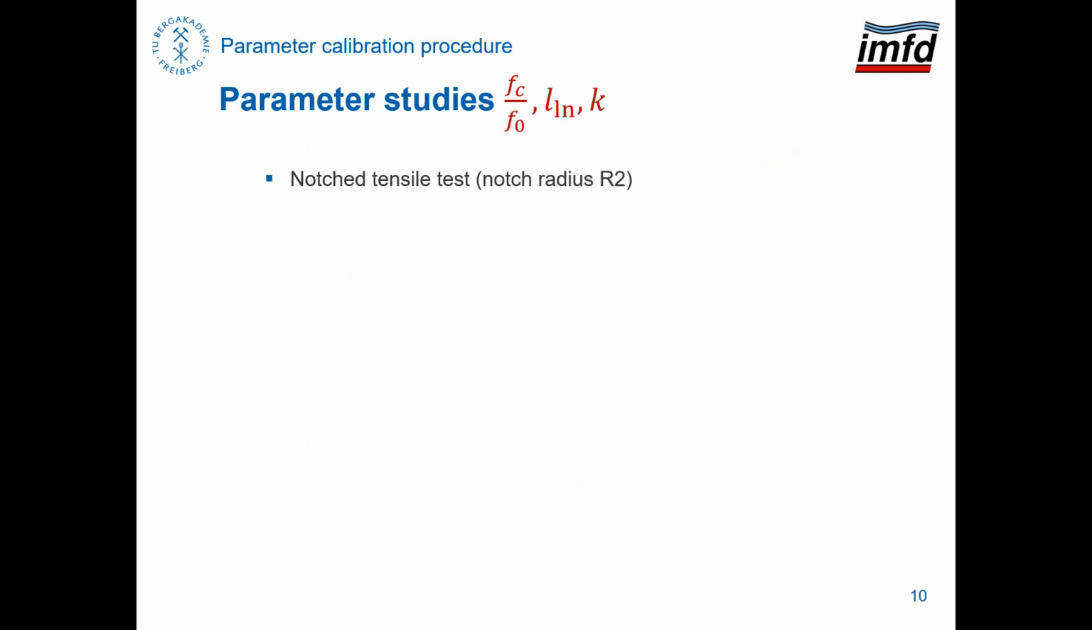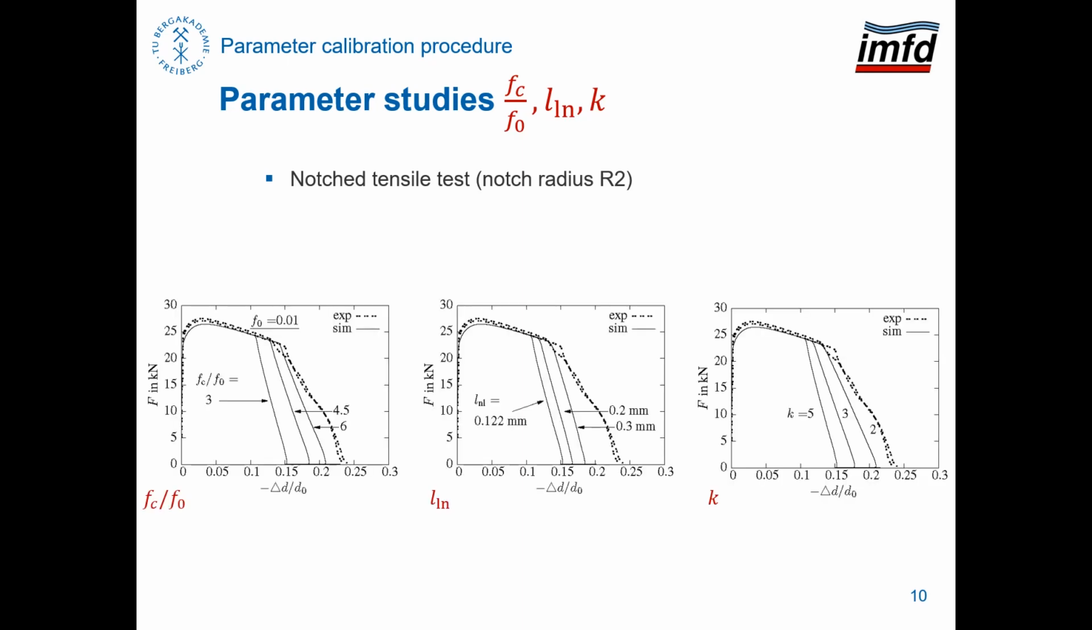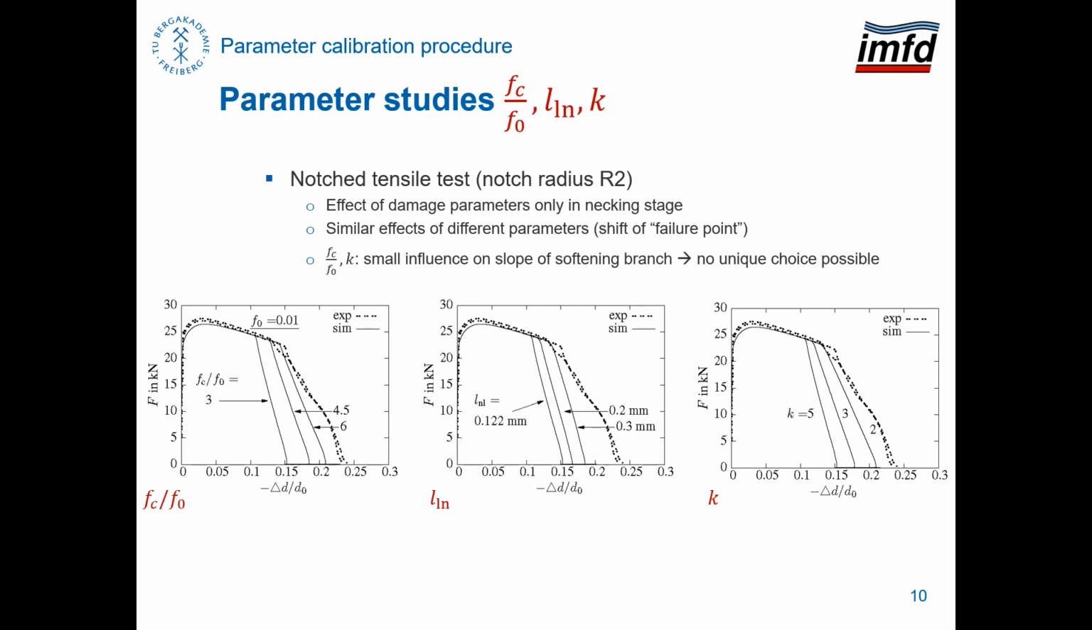Let's take a look at the results of the parameter study concerning the notch tensile test. Variations of the ratio Fc/F0, of the internal length, and the slope within the coalescence regime K are considered. The impact on the force versus cross-section reduction curve is investigated, which is the typical available output of notch tensile tests. At a glance, the ratio Fc/F0, the internal length, and the slope K have a similar effect, a shift of the failure point. All three parameters become only effective during the necking stage.